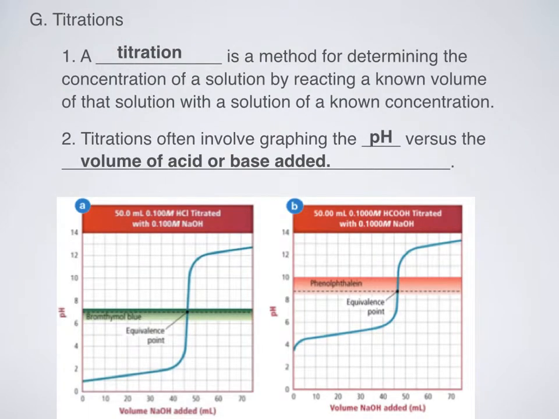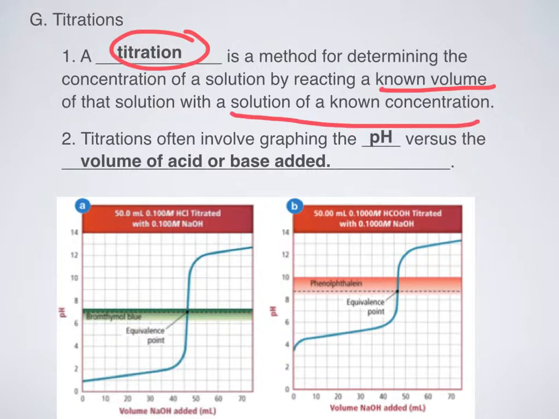The last bit here gets a little complicated, but it's only complicated because we haven't done a titration yet, and we'll get to do that very soon. So here's the thing about titrations that you need to remember. A titration is just a method, okay? It is just a lab technique for determining the concentration of a solution by reacting a known volume of that solution with a solution of known concentration.